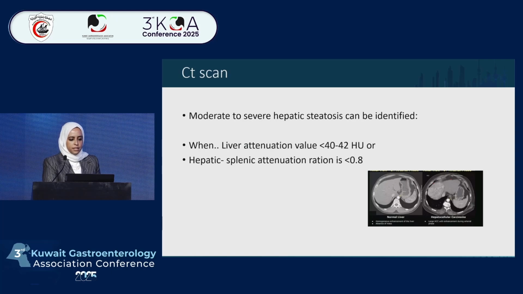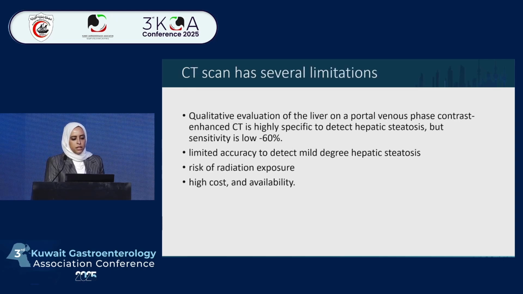Moderate to severe hepatic steatosis can be identified when there's specific attenuation picked up by the radiographer. The qualitative evaluation of the liver on the portal venous phase contrast-enhanced CT is highly specific to detect hepatic steatosis, but its sensitivity is quite low at around 60%. Limited accuracy to detect a mild degree of hepatic steatosis. There is a risk of radiation exposure, high cost and availability. Not a great test as a screening tool.